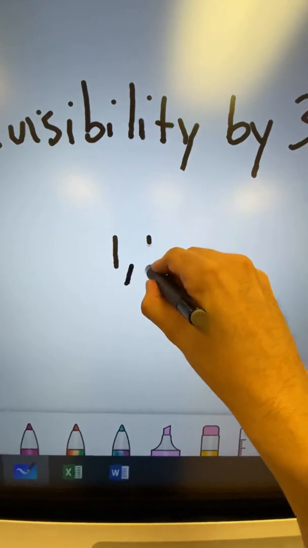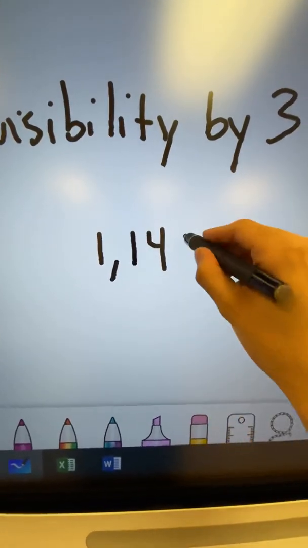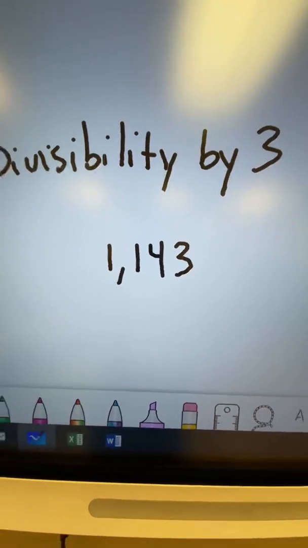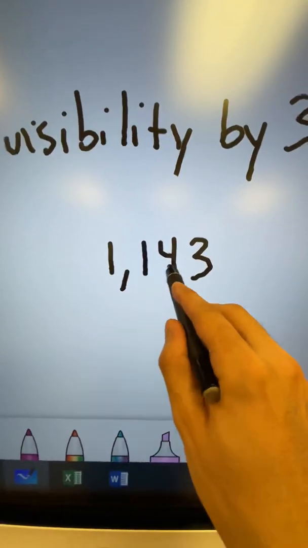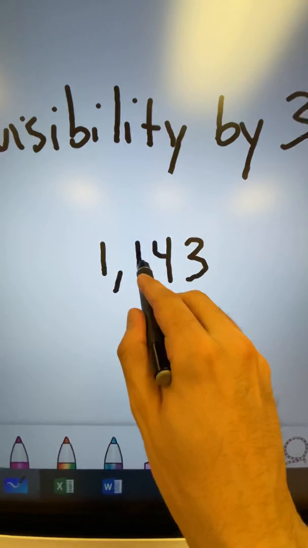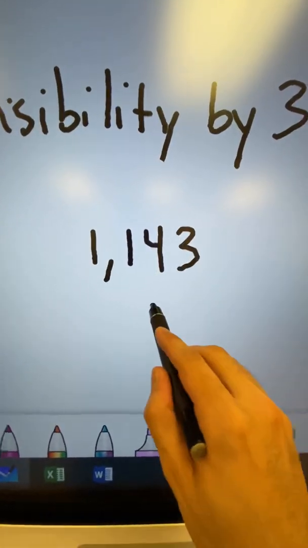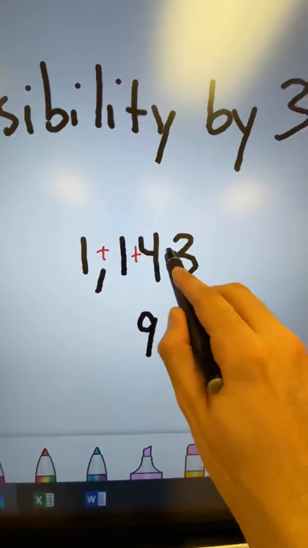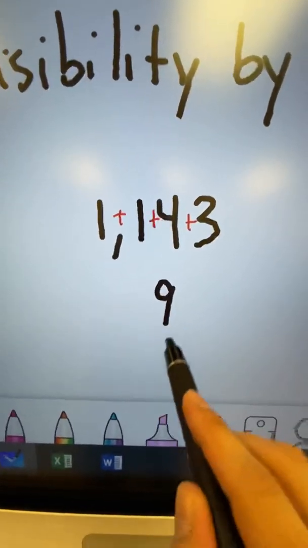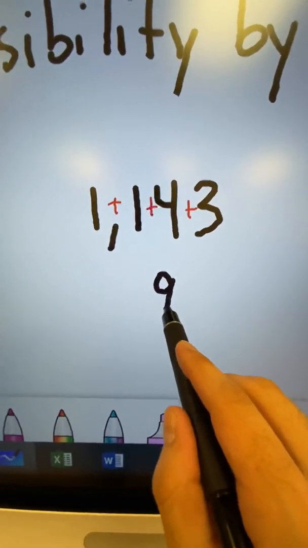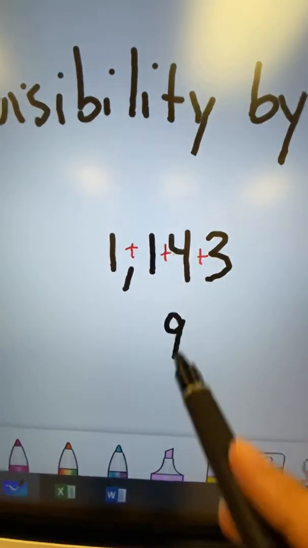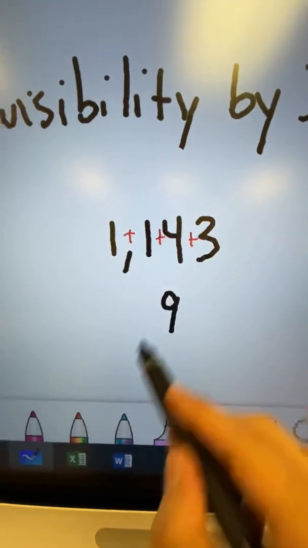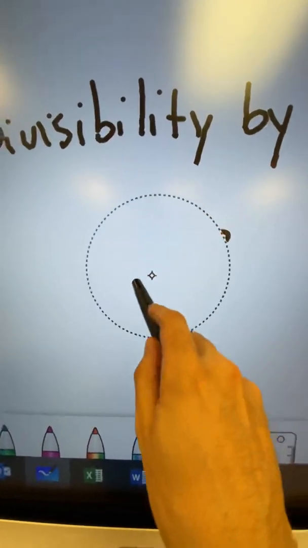So 1143, I could tell that this is divisible by 3 because if you were to add all these digits together, 1 plus 1 is 2, 2 plus 4 is 6, and 6 plus 3, you get 9. So again, in my head, I'm just adding these digits together. I get 9, and I know 9 is divisible by 3. Therefore, you could divide 3 into the number 1143. So 1143 is divisible by 3 because of that idea there. So that's another rule you can use.